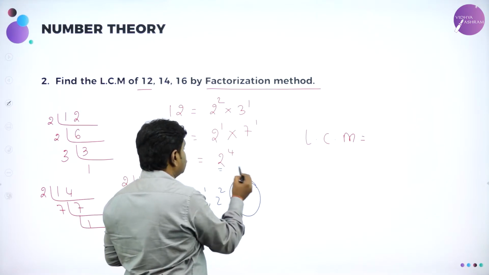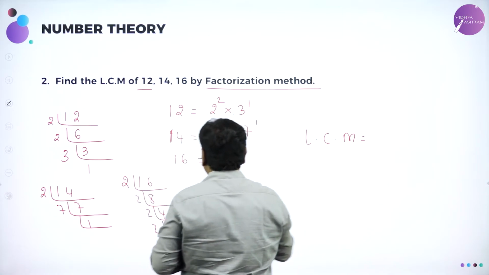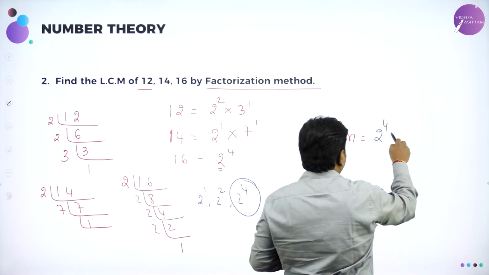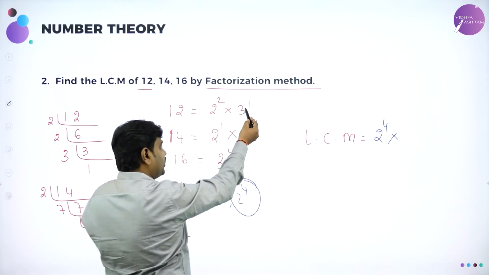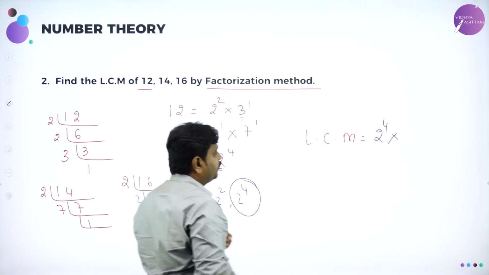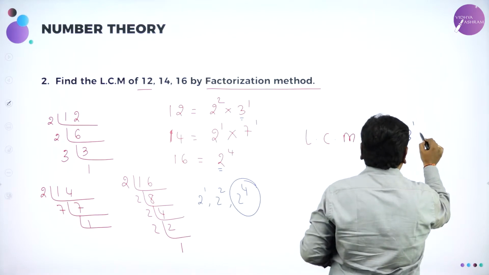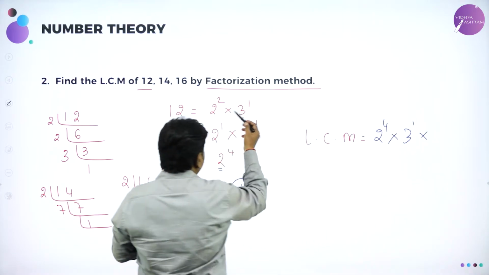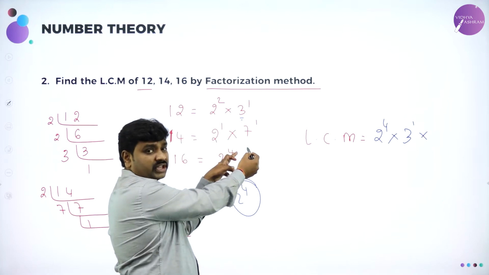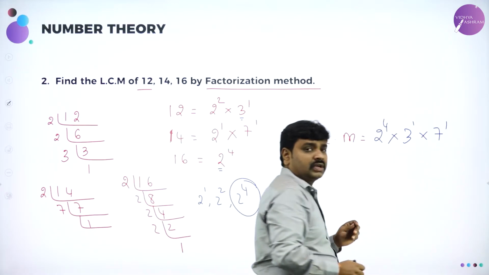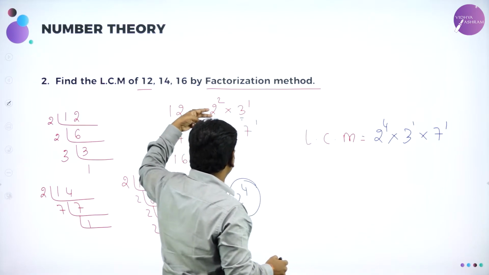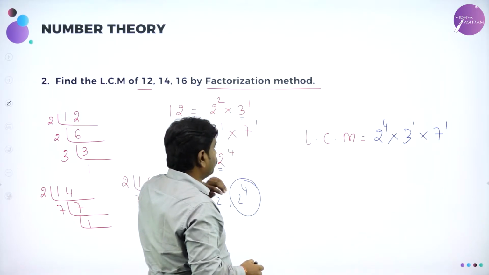So I have to select this highest power, that is 2 power 4, into, then the other factor is 3. In the other number we have only one factor 3, that is 3 power 1. And then the other factor we have is 7. You can see 7 occurs only once, and that itself is the highest power. 7 power 1 is the highest for 7. In 2, the factor 2 is occurring 3 times. Highest power is 2 power 4, I have to select.